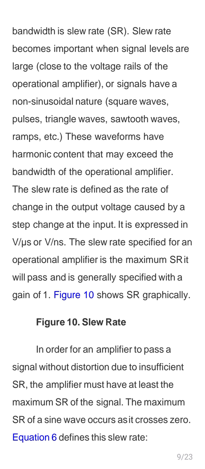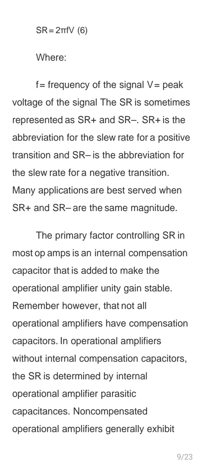Then slew rate. The slew rate is for a signal without distortion due to insufficient slew rate, and it must be the maximum SR of the signals. Then the maximum is at crossing 0. The SR is 2 pi FV, where F is the frequency and V is the voltage. Signal to noise ratio, it is slew rate. The plus or minus indicates here the negative transistor or the positive transistor. That means take the magnitude of these conditions, which is the same as that of the SR plus or SR minus.